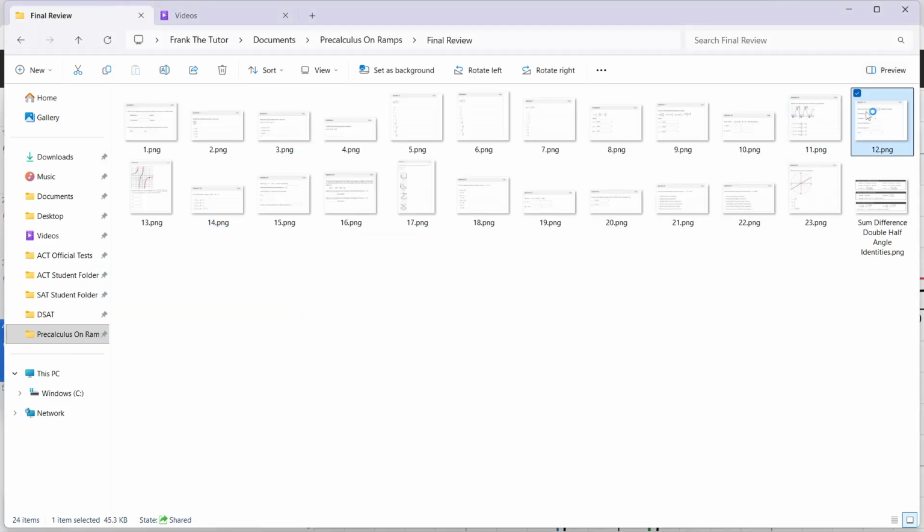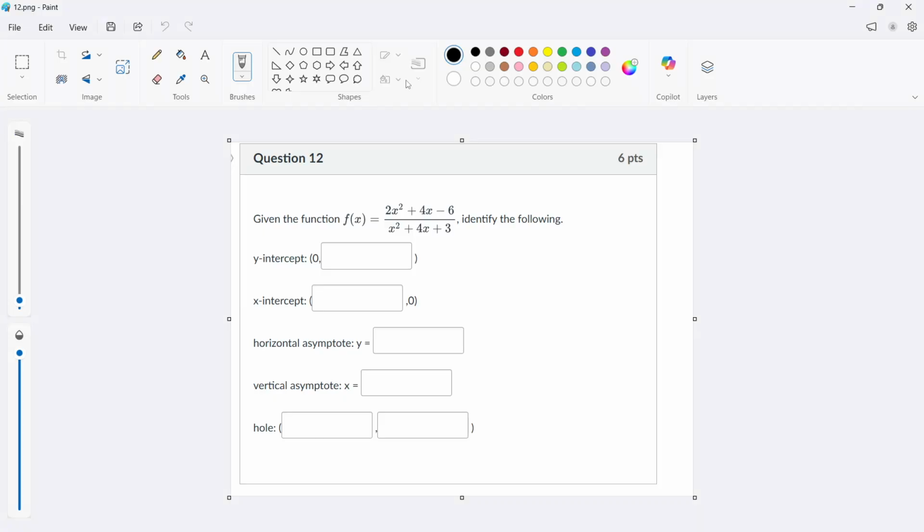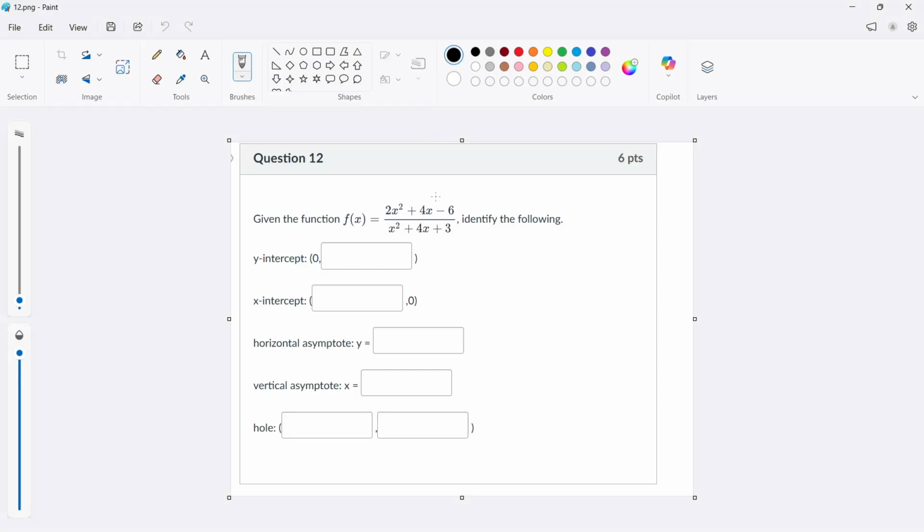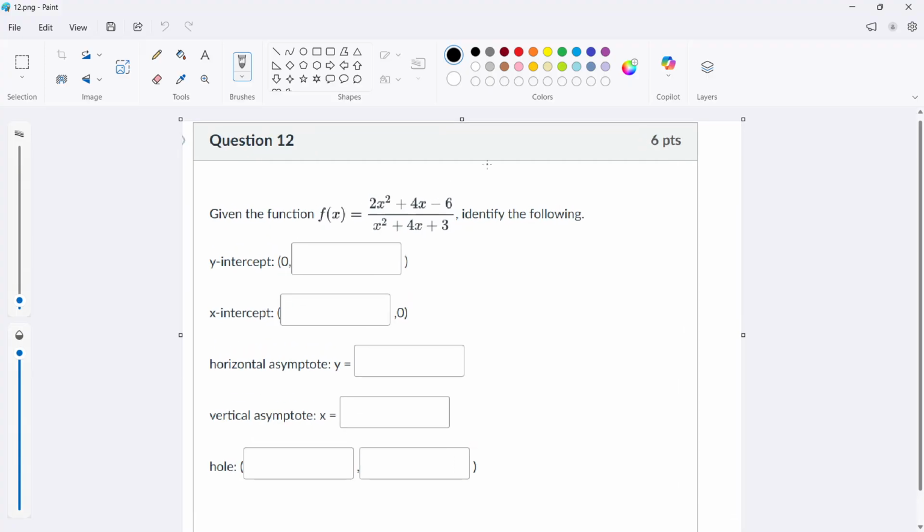This is Precalculus Onramps. Final review. I'm doing question 12 and 13. I paused for a second because I didn't remember if I already did question 11. All right, question 12. Given the function, blah, blah, blah, identify all the following.